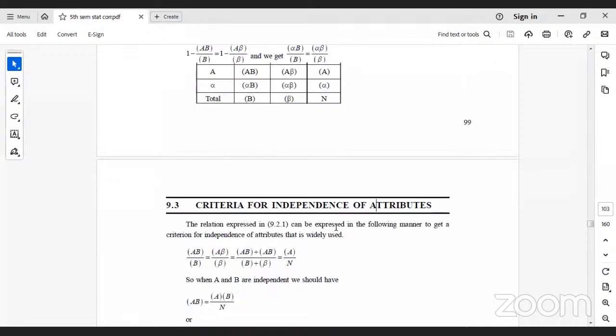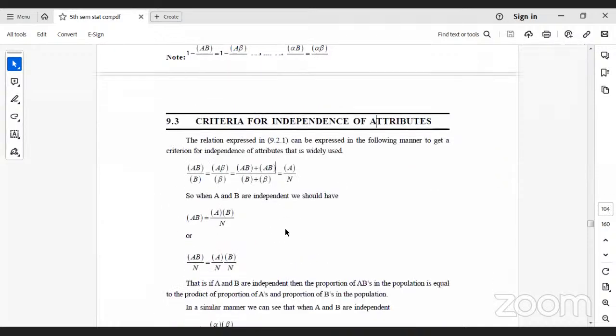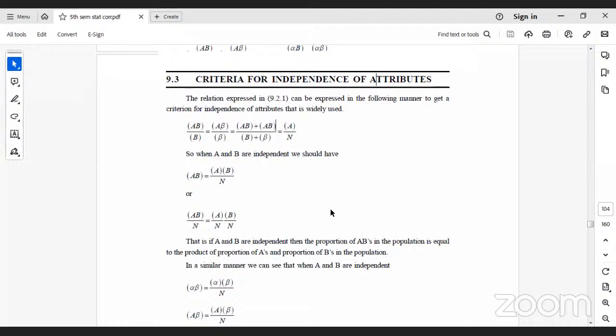Therefore B plus beta is equal to N. Here in the table we have taken the values we have written. This is A beta. You have to write in your textbooks. So when A and B are independent, then AB is equal to A times B by N. So AB by N is equal to A by N times B by N. We are writing the same here. When A and B are independent, the proportion of ABs in the population is equal to the product of the proportion of A and the proportion of B in the population. In a similar manner, we can see that when A and B are independent, we are taking the following.